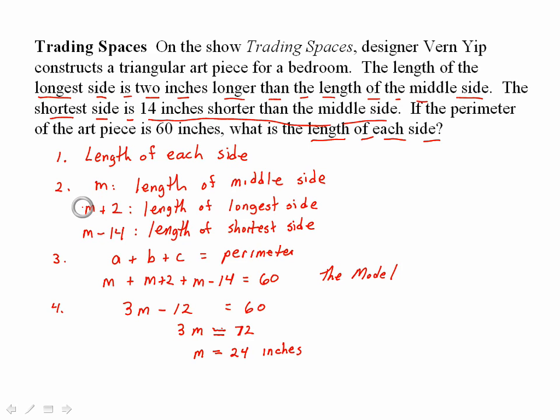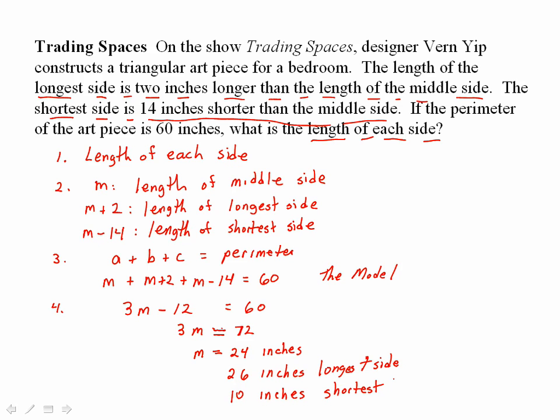Therefore, the length of the longest side is going to be 2 inches more than that, or 26 inches. So we'll call that the longest side. And the length of the shortest side is 14 inches less than M. So 24 minus 14 is 10 inches. So that's the shortest side.